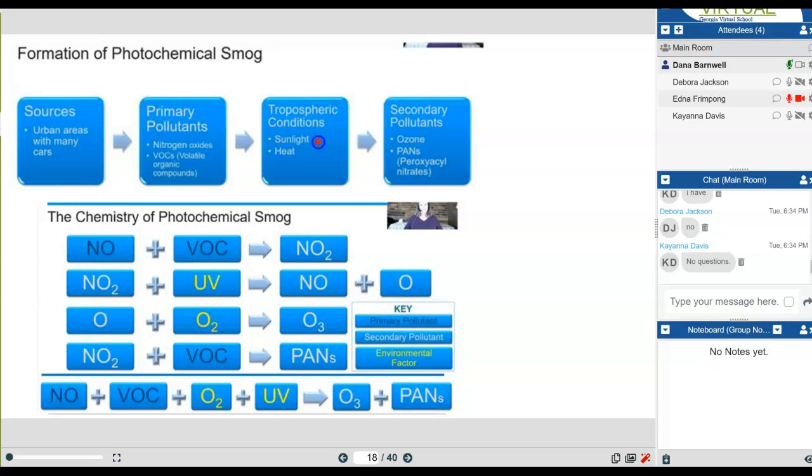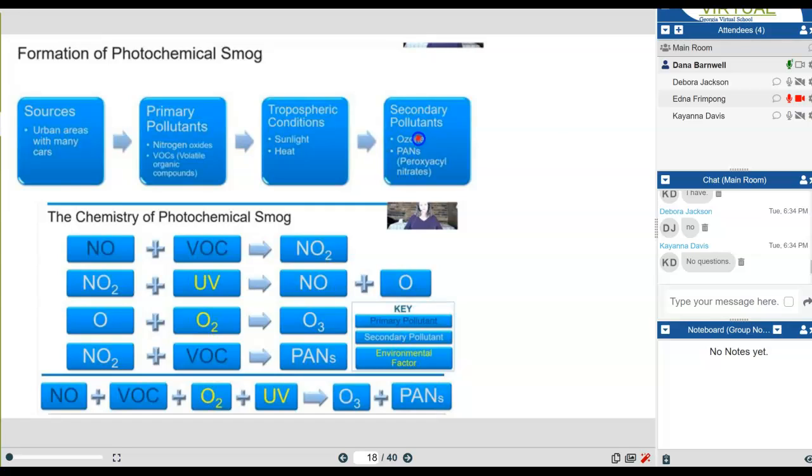And again, that's sunlight, because we need that UV light to help break some of the bonds within the chemical compounds, and you need that heat. So you need UV light and heat. Those are the environmental factors that are going to make this occur. And from the combination of your primary pollutants and the environmental factors, this is how we go about producing ozone. And again, there are the PANs, which is the abbreviation for peroxyacyl nitrate.